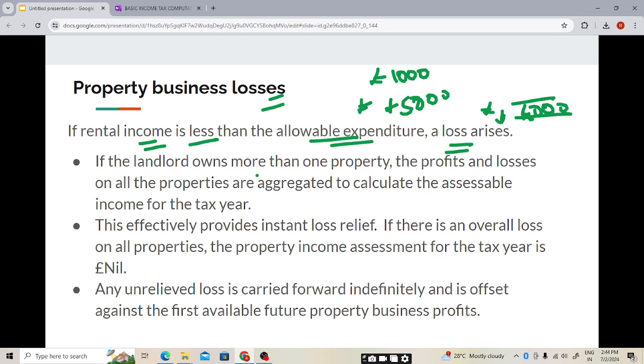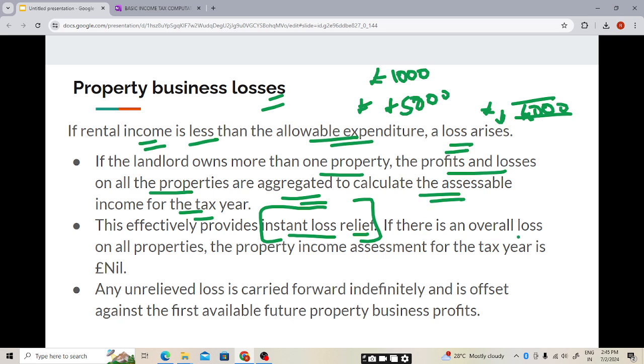If the landlord owns more than one property, the profit and loss of all properties are aggregated to calculate the assessable income for the year. As in the starting slide I mentioned, you calculate by aggregating all the income and expenses of the properties. This effectively provides instant loss relief. Property 1 has a loss, but property 2 and property 3 have income, so you net it and get your net aggregate income, which is presented in the income tax calculation, and on that amount you calculate your income tax liability.